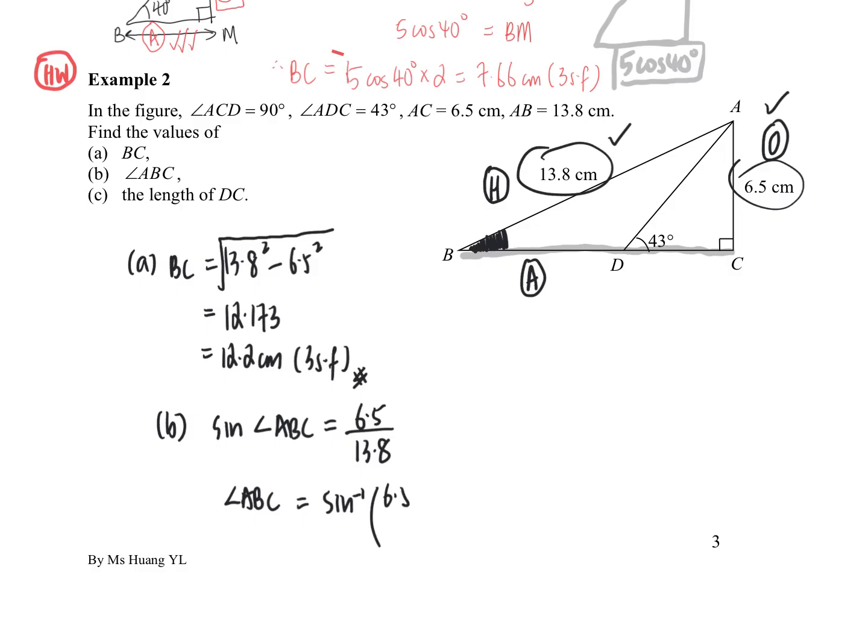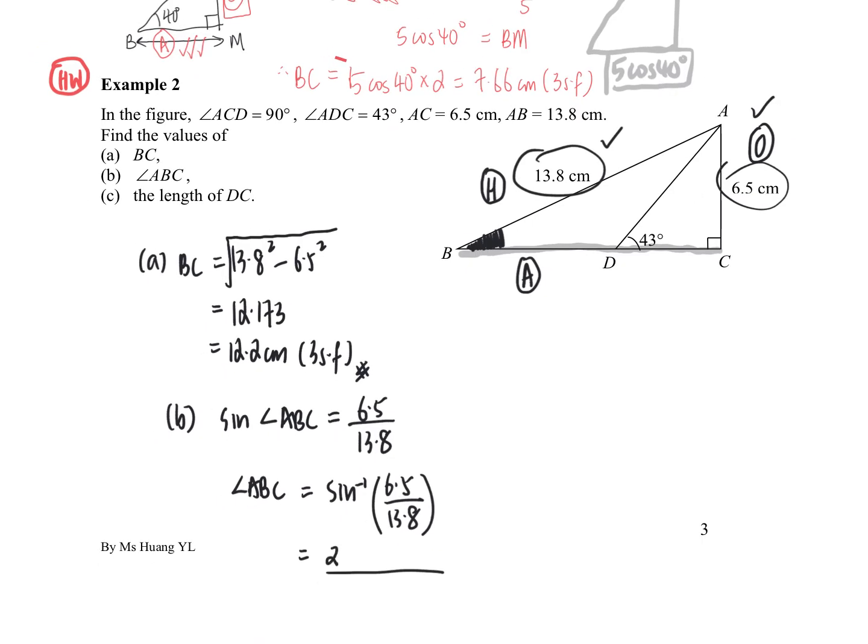Ravan, you ready or not? Ravan, yeah, correct. Okay, so what is the answer for the angle? 28.1. Okay, 1 dp. But good practice to give me 5 SF. What is it? 28.100. Okay, so that is the B.